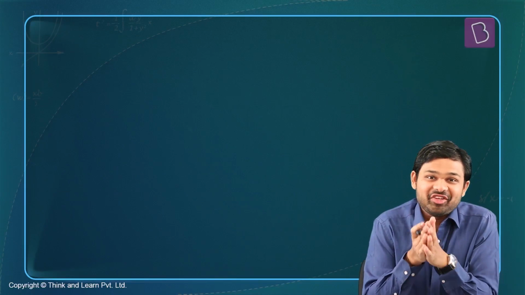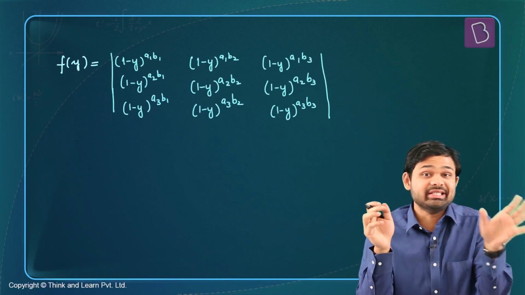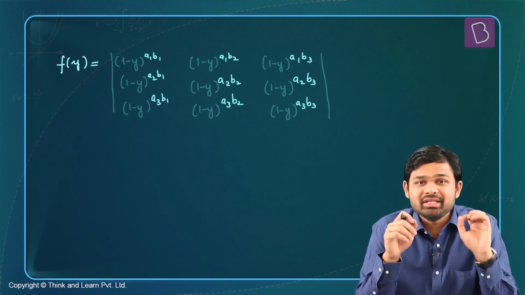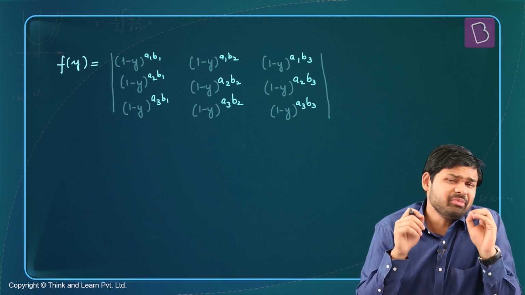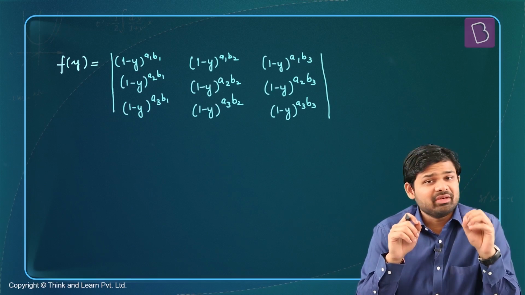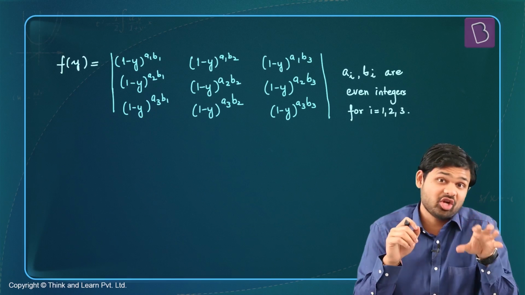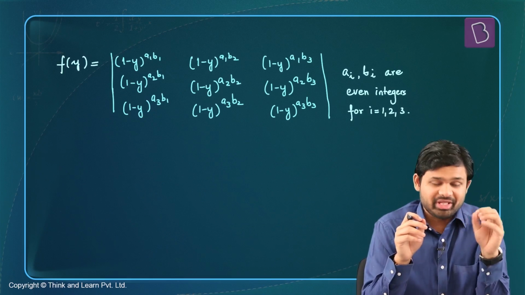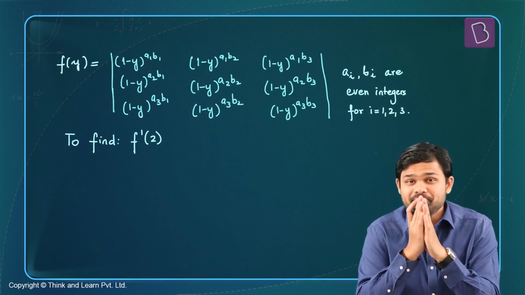So in this question, we have a determinant. F of y has been defined as this determinant here. Now, if you look at the determinant, it has some a's and b's appearing. In fact, a1, a2, a3, and b1, b2, b3 are appearing. And what has been told about a1, a2, a3, b1, b2, b3 is the fact that these are all even numbers. Okay, these are all even integers. The objective is to find out the value of f dash of 2.